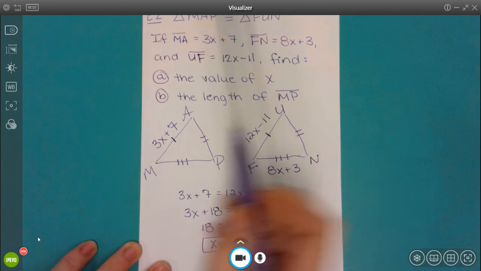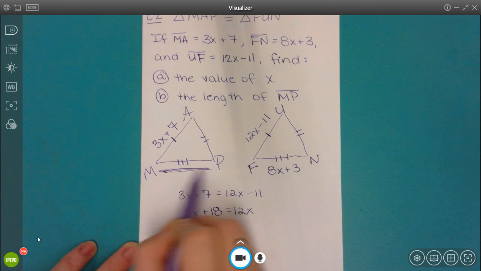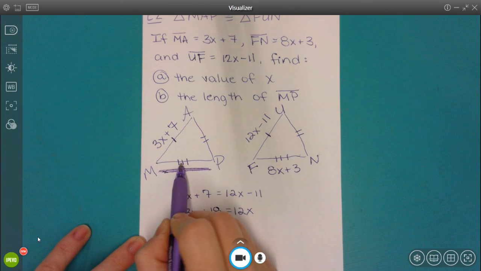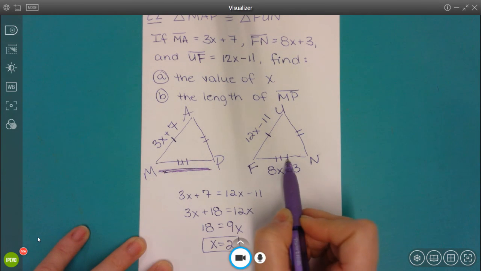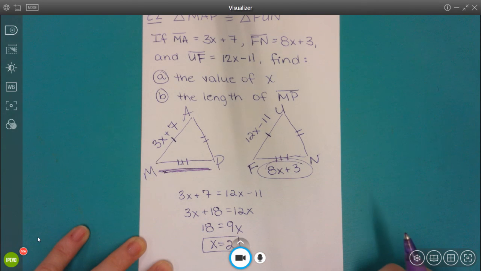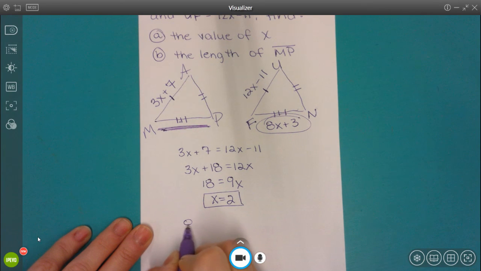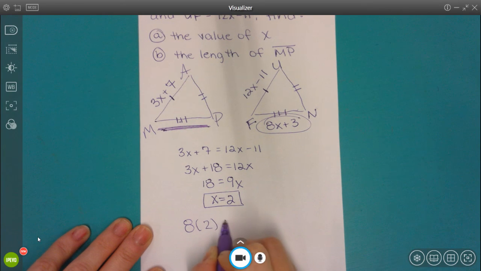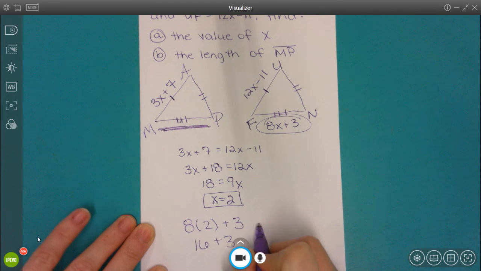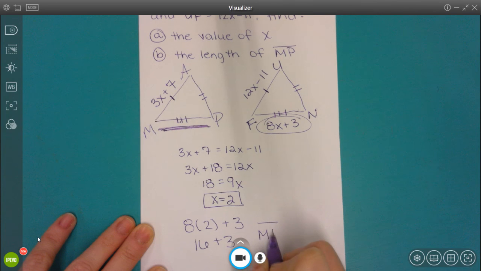Now I have to find side MP. This is my mission. But since this side is congruent to FN, I can use 8x plus 3 to help me determine the side length MP. So I'll have 8 times 2 plus 3, which is 16 plus 3. So MP is 19.